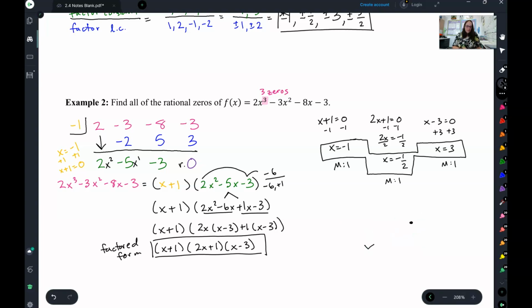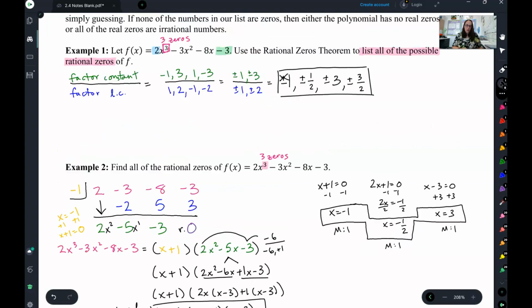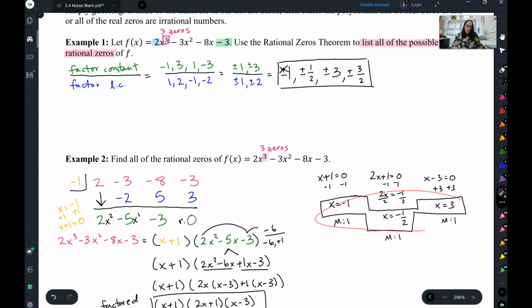Now, one last thing before we move on from this. I hope you noticed all 3 of these answers are on our list of possibilities that we started with. There's -1, there's -1/2, there's +3. So that's one way that we can know, as we had mentioned from the beginning, that our list of possibilities are all of our possible rational zeros. That's what this list does.